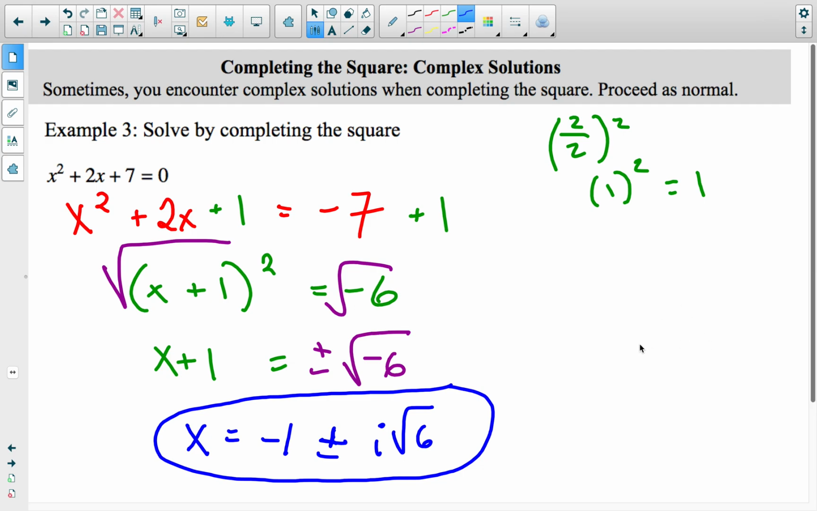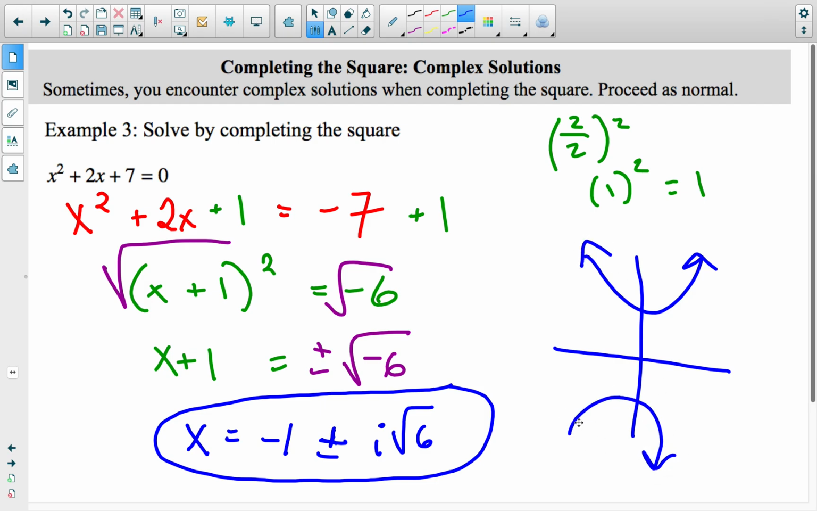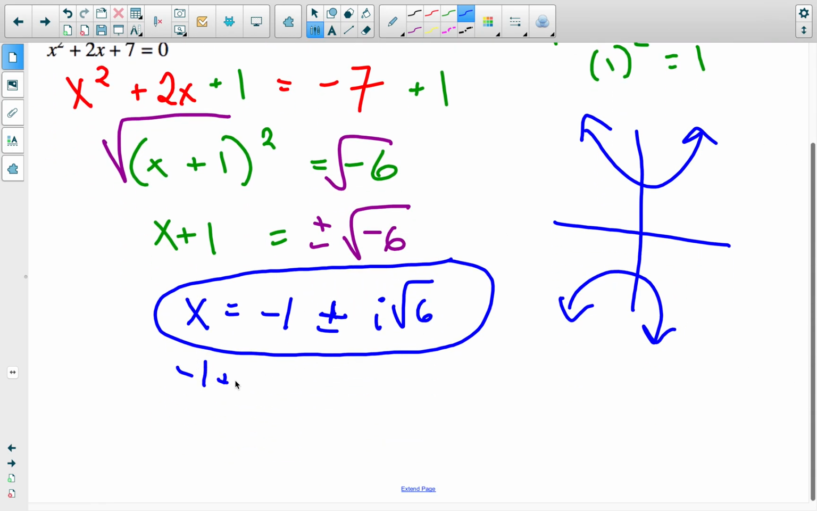So this type of parabola is one that would either open up or open down. But because this leading coefficient is positive, it's going to open up, meaning it sits above the x-axis and it's never going to touch it. That's what it means when we have two imaginary roots. So this plus or minus gives us 2 roots, because we technically have negative 1 plus i root 6 and negative 1 minus i root 6. Those are our 2 roots, 1, 2. And so that's that. We can just represent them as 1. There are 2 separate roots, but with that plus or minus symbol, it represents 2 of them.